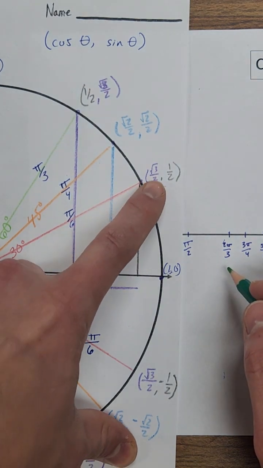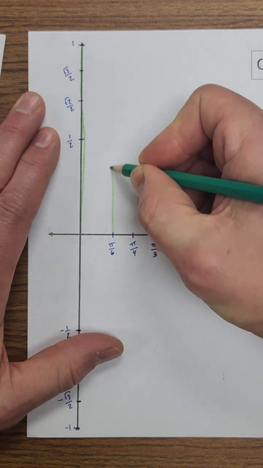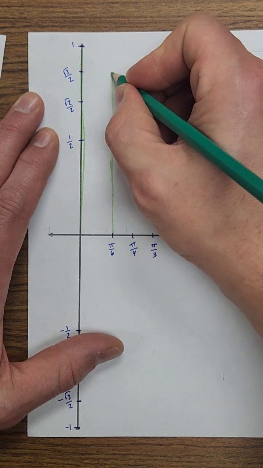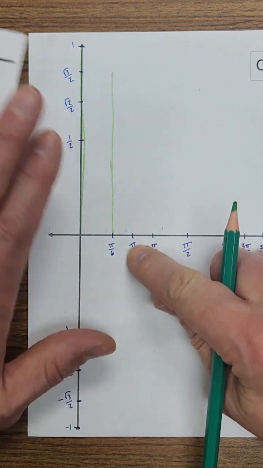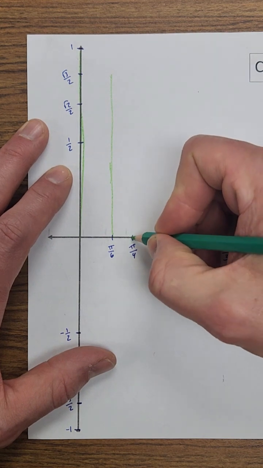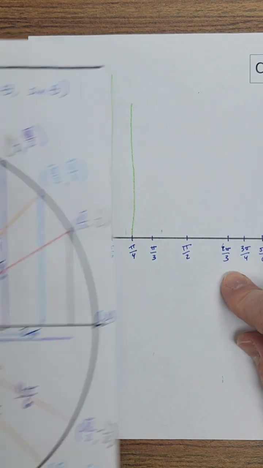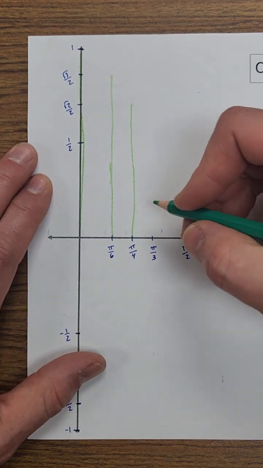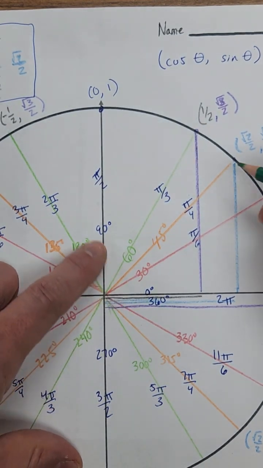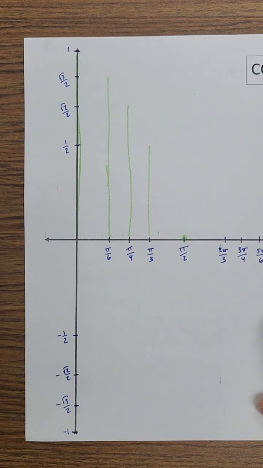And then at pi over 6 radians, the cosine of pi over 6, remember, is square root of 3 over 2. So at pi over 6, do your best without a straight edge. We're going to go up to square root of 3 over 2. And then at pi over 4 radians, so cosine of pi over 4, that's square root of 2 over 2. And then at pi over 3, it's 1/2. And then the cosine of pi over 2 radians is 0. So at pi over 2, we're going to put a dot there at 0.